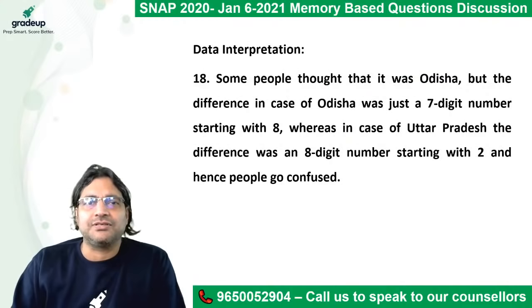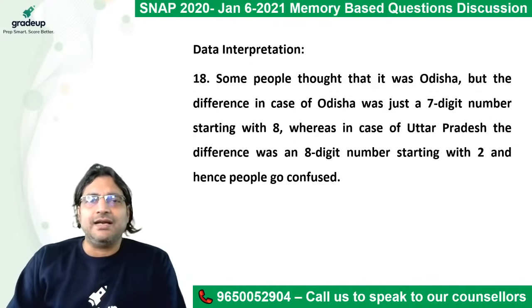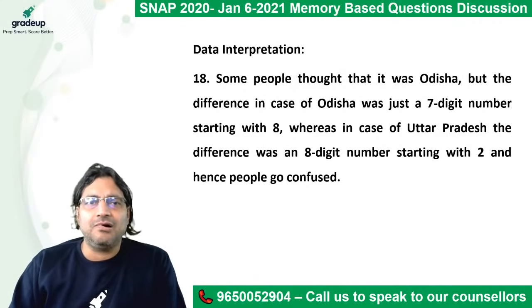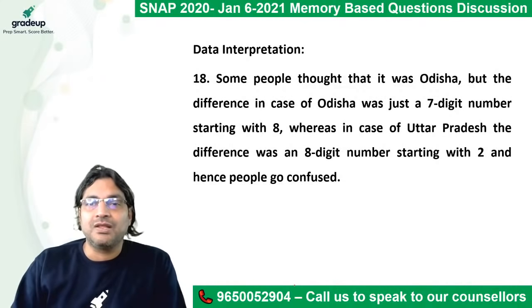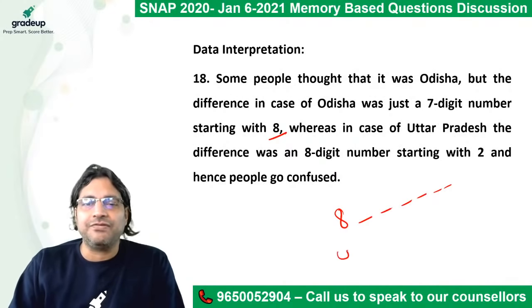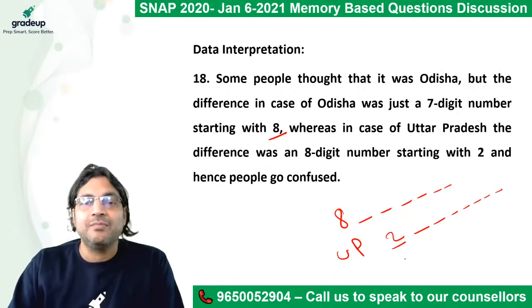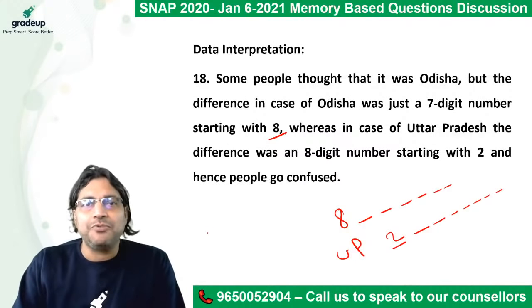Let's come to the next question. This question was there, and in fact, when I was discussing this with you yesterday, many people said that Odisha was the answer. Please, Odisha couldn't have been an answer. The difference in case of Odisha began with 8, but this was only a 7 digit number. All right, in case of UP, the difference began with 2, but it was an 8 digit number. It was an 8 digit number. Hence, the answer was UP.